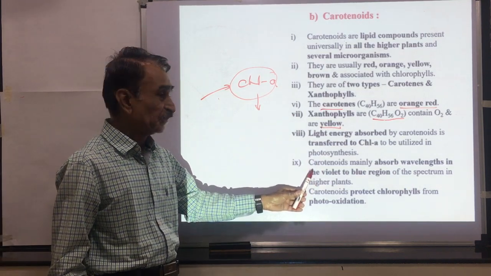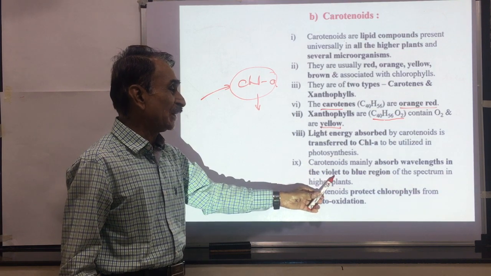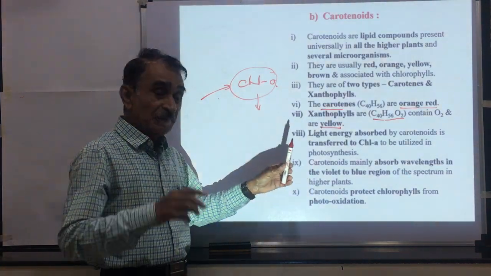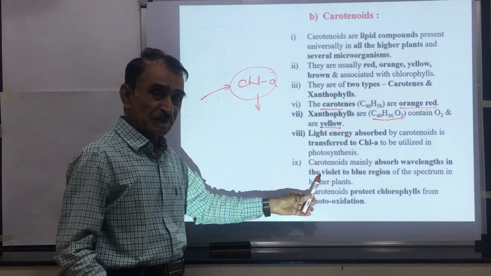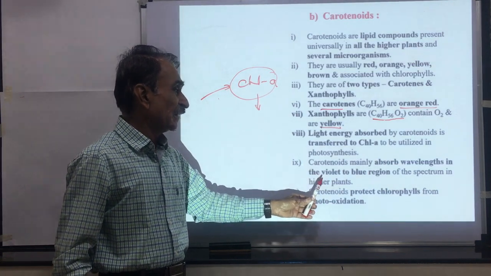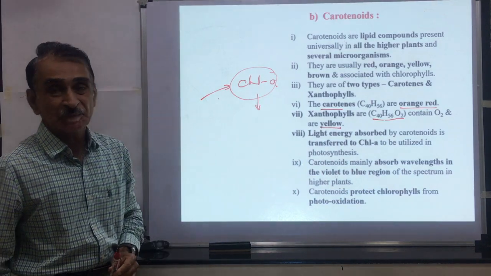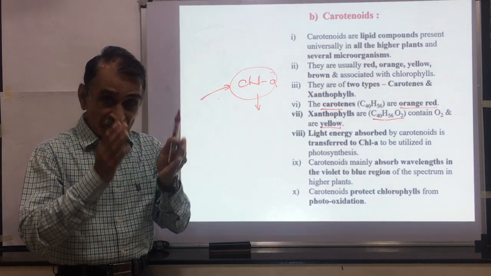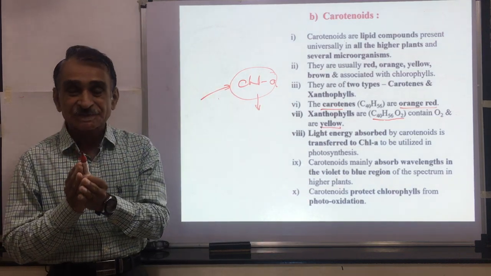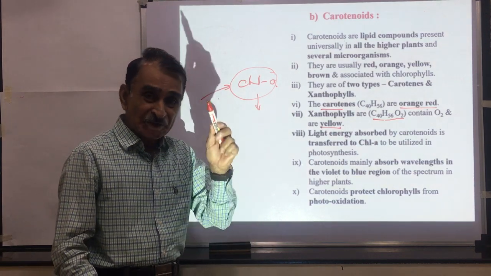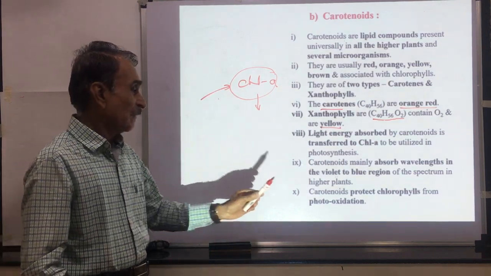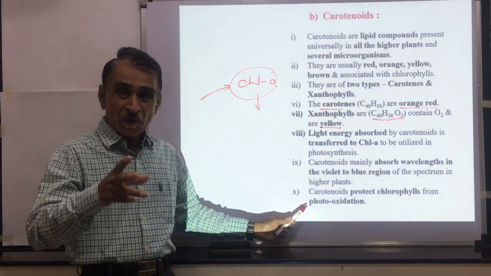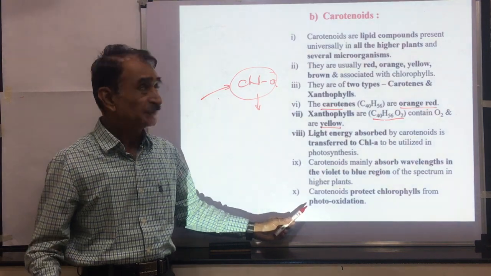Carotenoids mainly absorb wavelengths in the violet to blue region. In the light spectrum of different colors, the carotenoids absorb the light energy in the violet and blue region. Carotenoids protect chlorophylls from photooxidation. Sometimes oxidation of chlorophylls occurs, and this is stopped by the carotenoids. Photooxidation means oxidation in the presence of light.